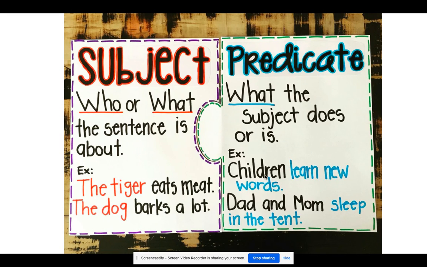So let's look at some examples. Children learn new words. Learn new words is the predicate because children is the subject, and what the subject is doing is that they're learning new words. So learn new words is the predicate.